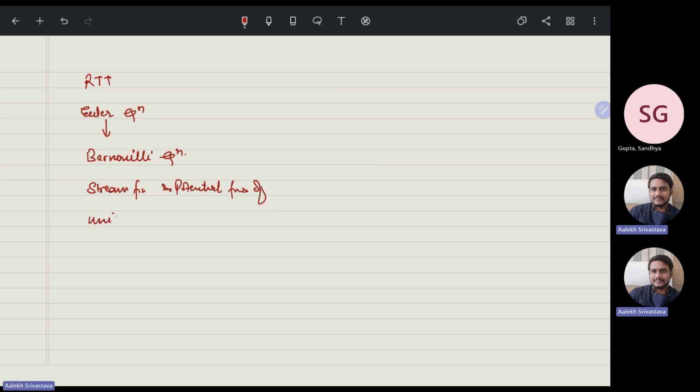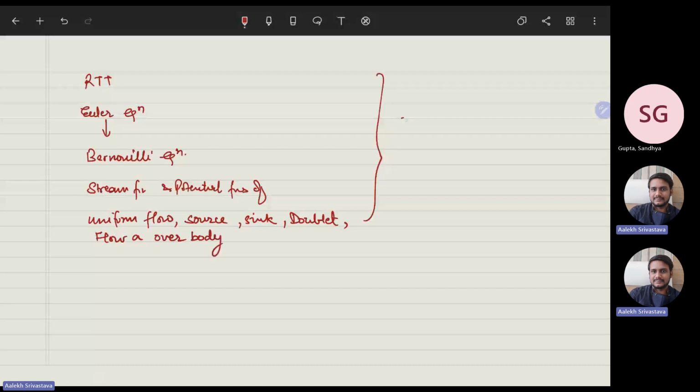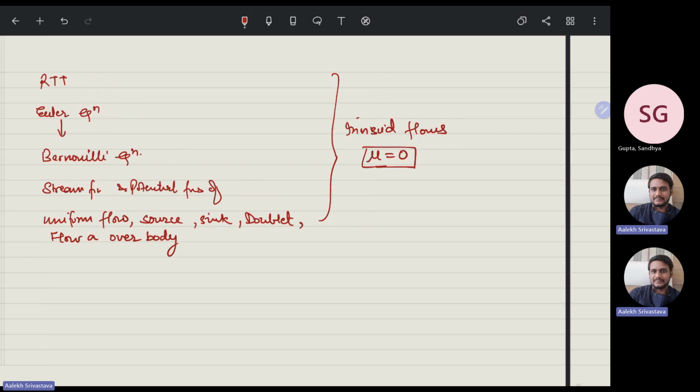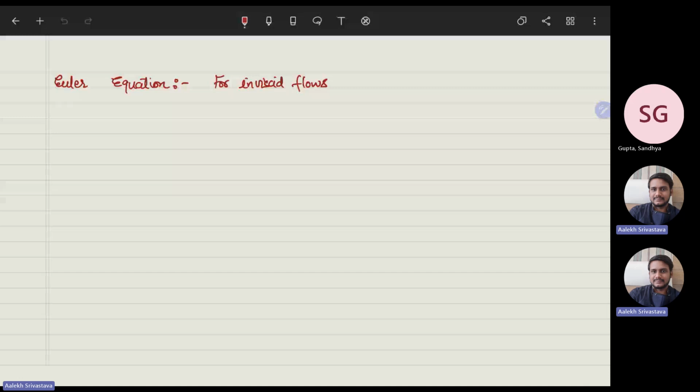of uniform flow, then source, sink, doublet, and then flow over a body. So we discussed this last time, and all these things are generally for inviscid flows. Inviscid means any fluid where mu, the dynamic viscosity, is zero. But in real life, it is not like that.